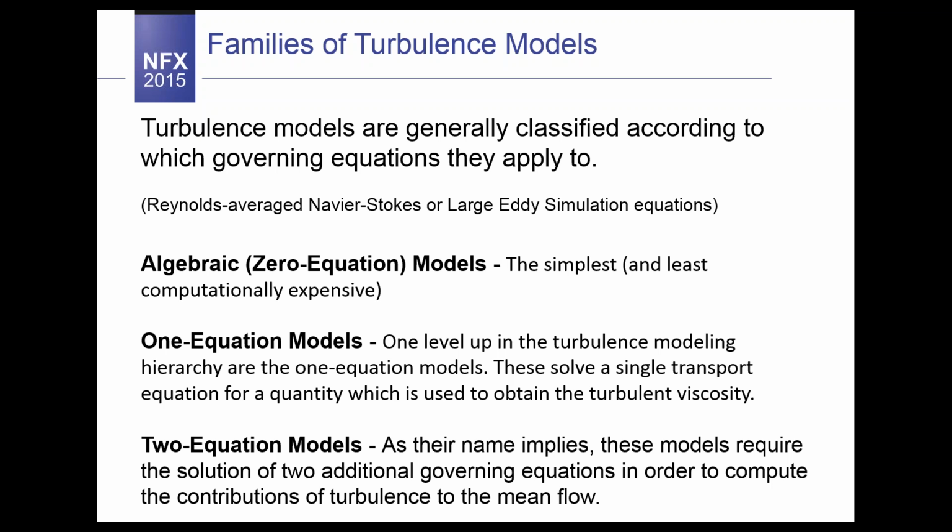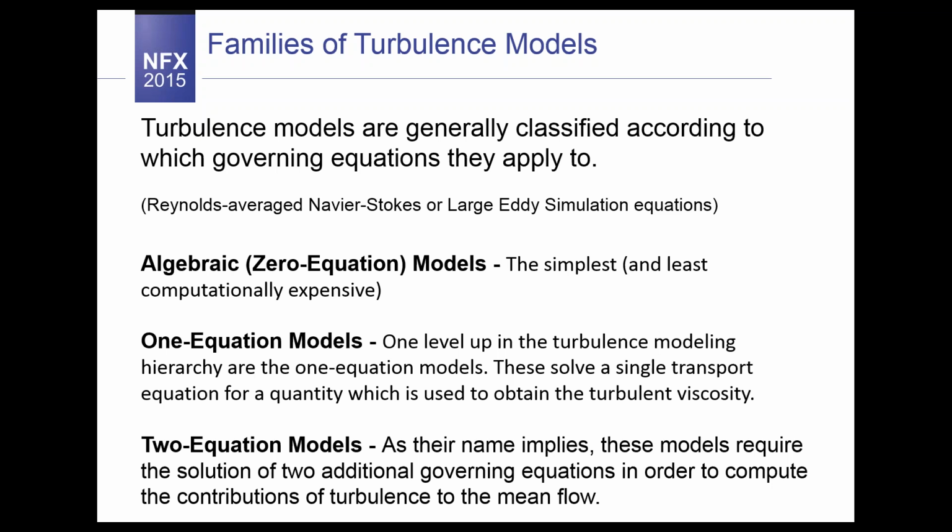Basically, there are three families of turbulence models, and they are represented by algebraic models, which refer to zero-equation models, one-equation models, and two-equation models.